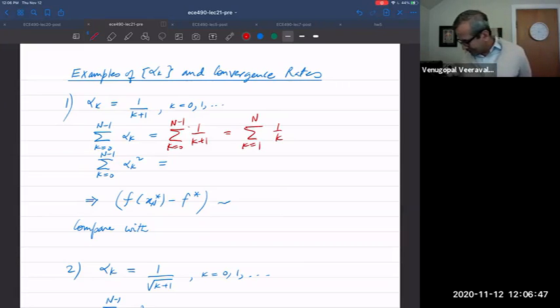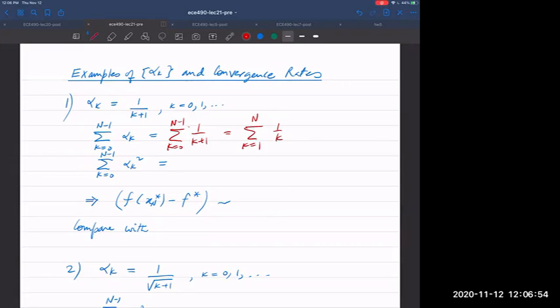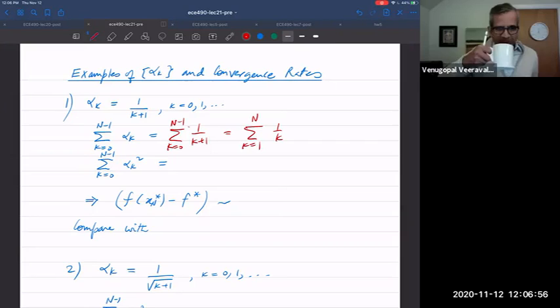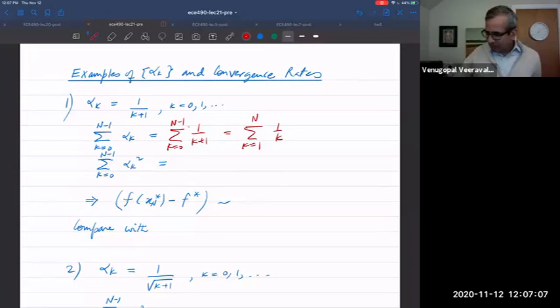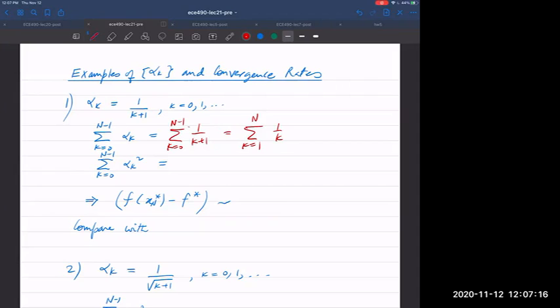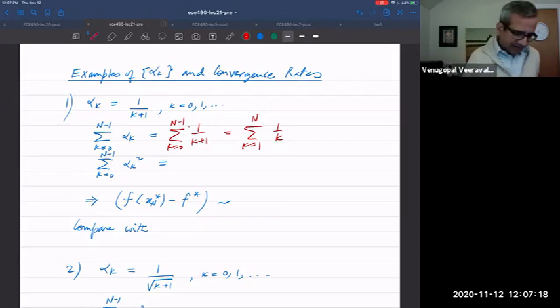Anyone know what this diverges to infinity, but do you know what it goes to infinity as? At what rate? Anyone? This is like 1 over x. Yeah? It's slow, but what is the rate? When you integrate 1 over x, what do you get? Log of x. So this actually goes as log of n.